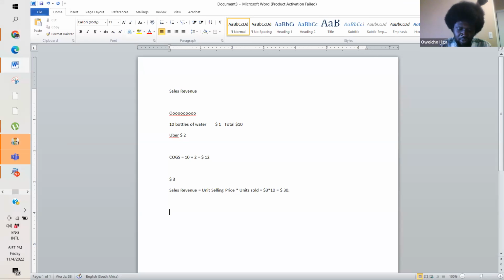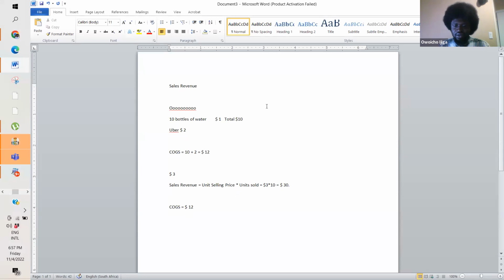I now have my cost of goods sold to be equal to $12. Remember, we calculated that earlier. We calculated that here to be $12, right? There's what we call the gross profit. The gross profit is the difference between sales revenue minus the cost of goods sold.